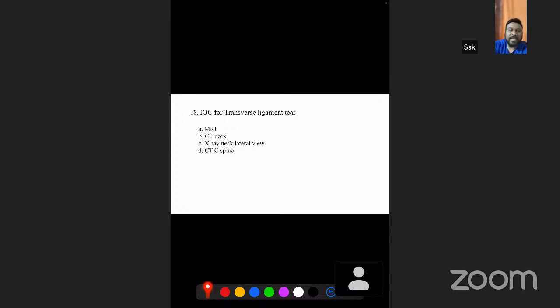So the answer is going to be MRI CVJ. MRI CVJ will show you injury to the ligament, and that is where you have to rule it out. Because if there were to be a C2 fracture, and you are planning to do an odontoid screw, but you identify that the patient is having a transverse ligament injury, then you go on to do a C1, C2 fixation rather than putting an odontoid screw. So that answer would be option A.